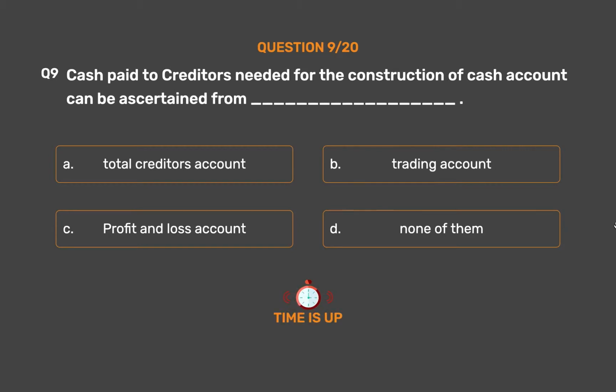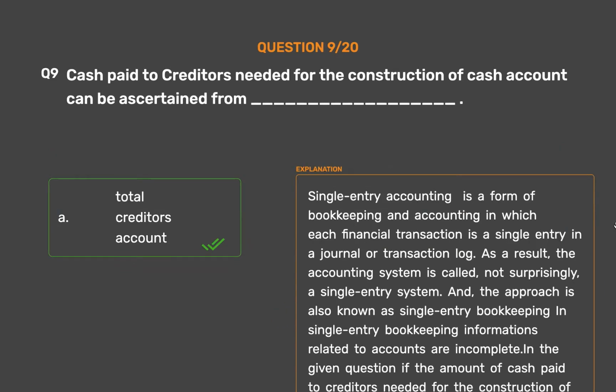The correct answer is Option A. Total creditors account. Single entry accounting is a form of bookkeeping and accounting in which each financial transaction is a single entry in a journal or transaction log. As a result, the accounting system is called, not surprisingly, a single entry system. And the approach is also known as single entry bookkeeping.